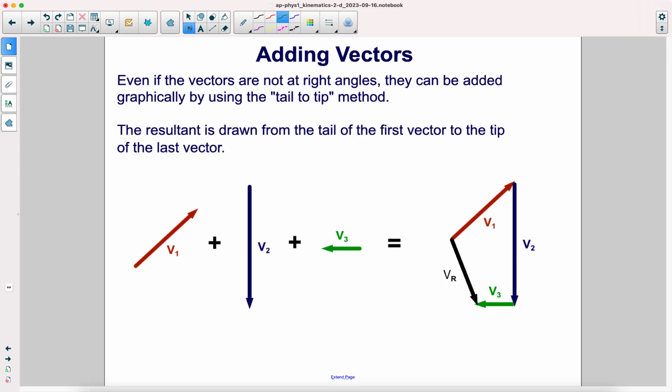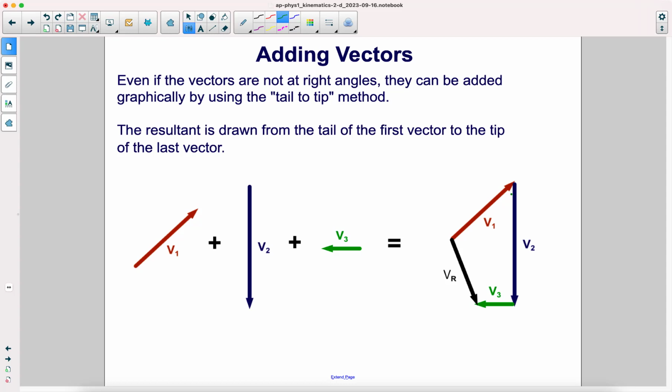Even if the vectors are not at right angles, they can be added graphically by using the tail to tip method. The resultant is drawn from the tail of the first vector to the tip of the last vector. So here we're adding v1 to v2.